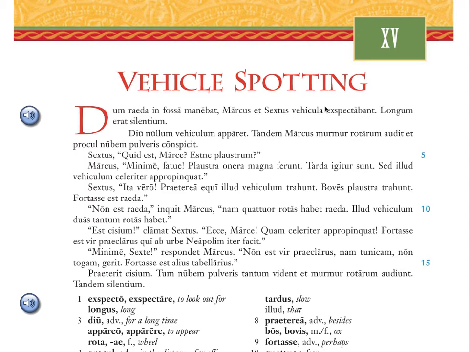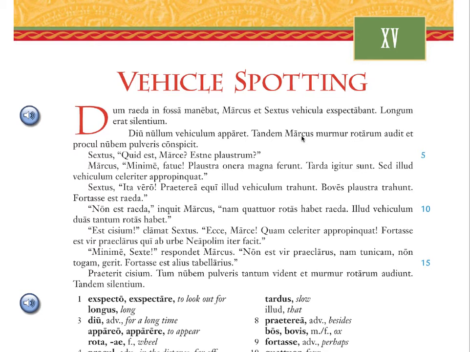But that is a plural there, so that's something new that you haven't seen. That's a plural direct object. That's something new for neuter nouns. I won't go into that now, but maybe you'll see it. So they were looking out for vehicles, and longum erat silentium. Long was the silence, I guess you could say, or there was a long silence. Silentium, also a neuter noun. Diu, new word, short word meaning for a long time. For a long time, no vehicle appears.